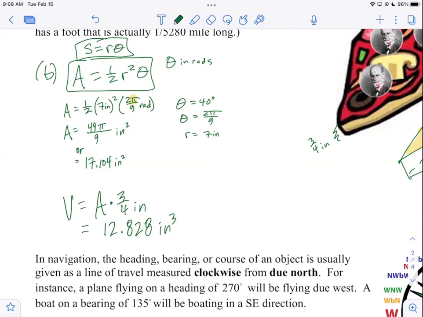So any questions on that? Pretty easy, right? If you memorize the formula and you know you're in radians, pretty easy.